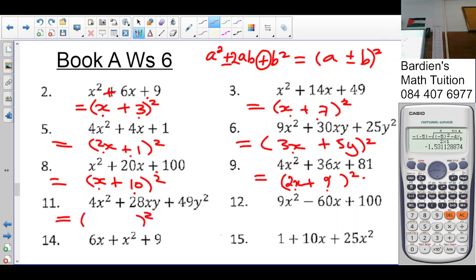The square root of 4x squared? 2x. Plus or minus? Plus. Square root of 49? 2x times 7, 14x, times 2, 28x. Okay, about the y, my mistake.